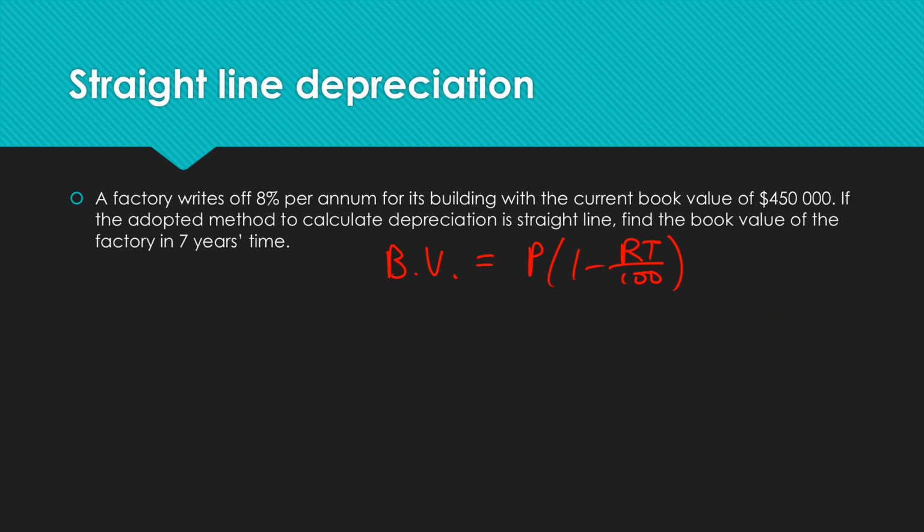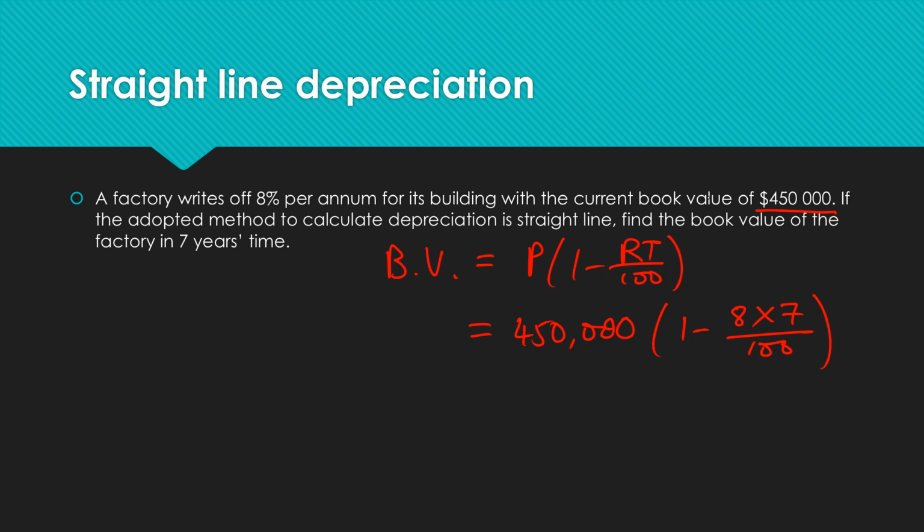One of the other things that we can do with straight line depreciation is we can find the book value over time. Remember, this is the amount that it costs to purchase after a certain amount of time. The formula for the book value is here. Now, when we're looking at this formula, we need to look at the principal that it starts off with. In this case, it will be $450,000. Although it says its current book value, we're looking at this comparing to the factor in 7 years' time.